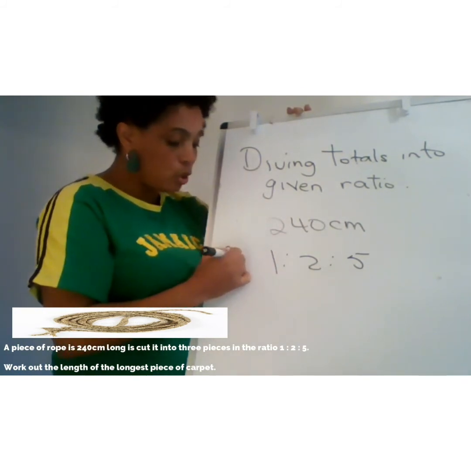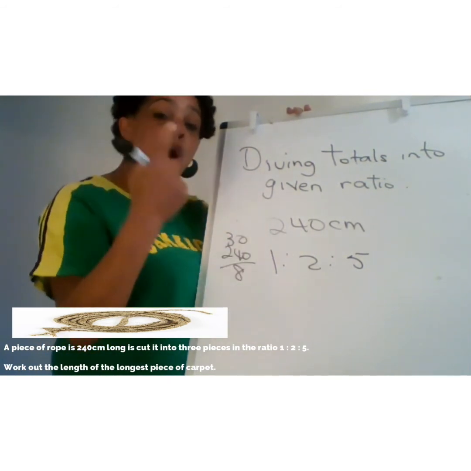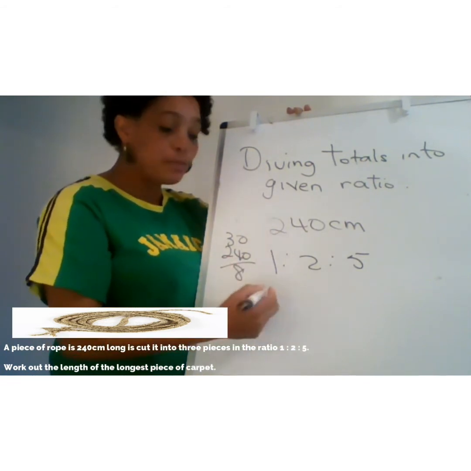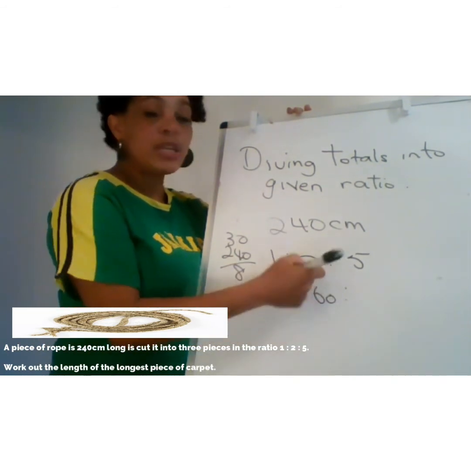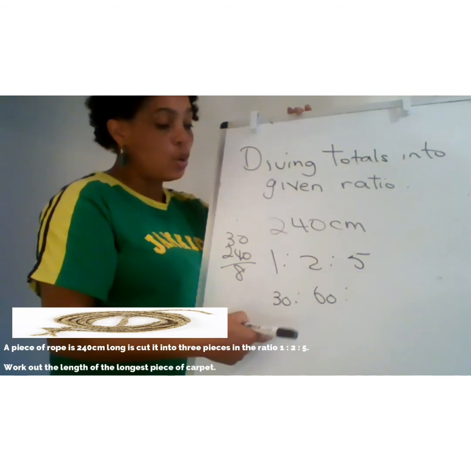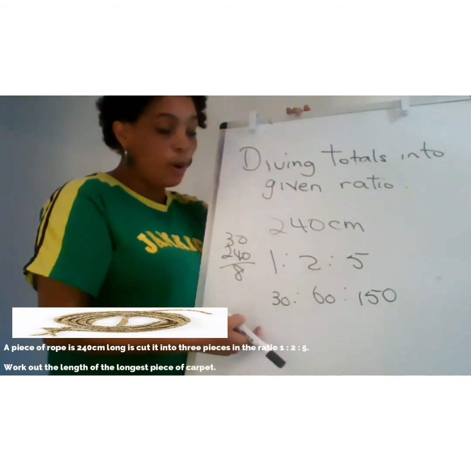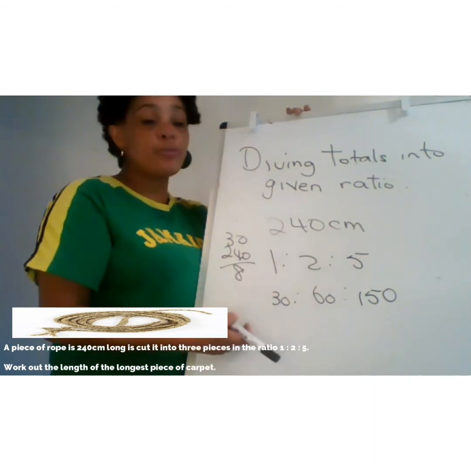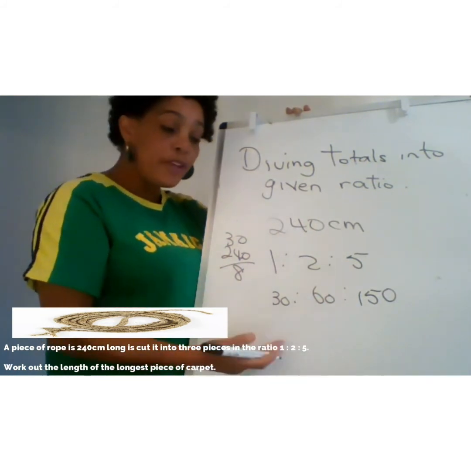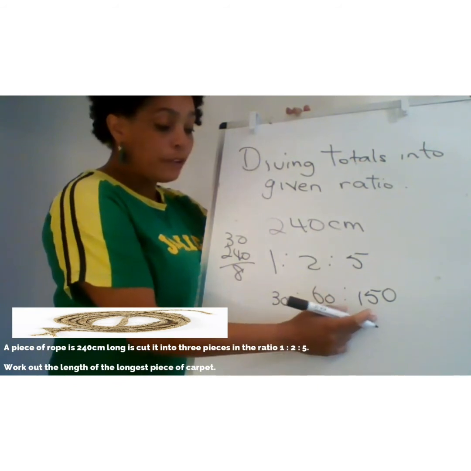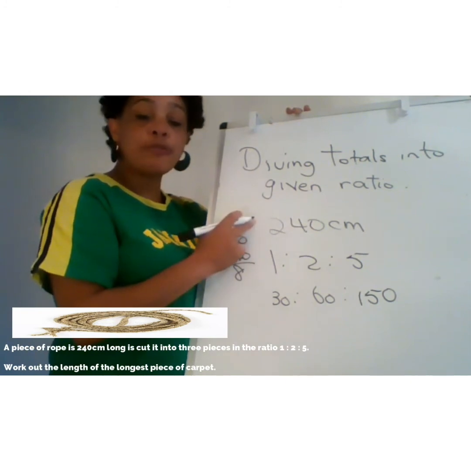So here we have 240. If I divide that by 8, I'm going to get 30. That means 1 part is 30. So all I need to do is to times this 1 by 30, which is 30, times this 2 by 30, which is 60, times this 5 by 30, which is going to be 150. So this part would be 30 centimeters long, this part would be 60 centimeters long, this part would be 150 centimeters long. And the proof is if you add them together, 150 plus 60 is 210, 210 plus 30 is 240, right?